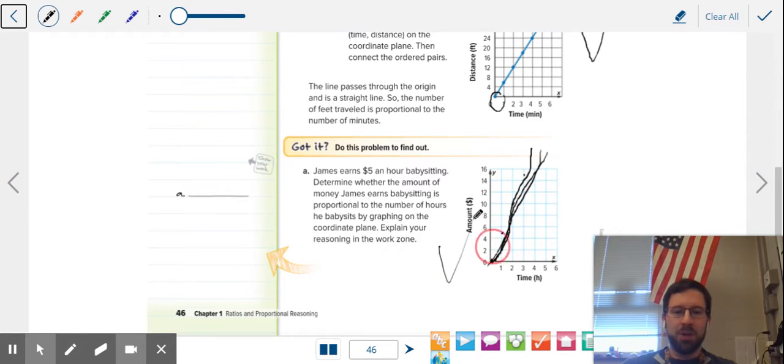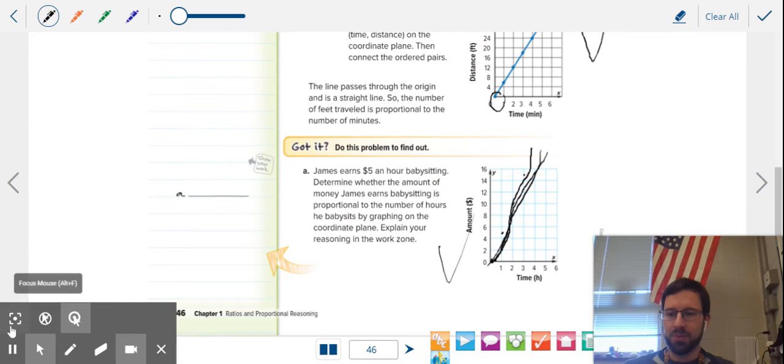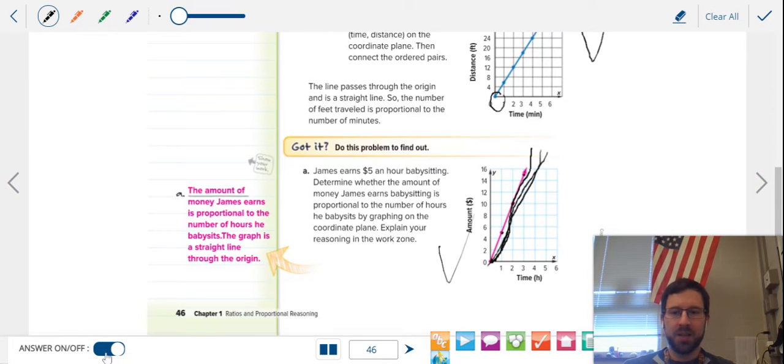All right. Boom. You want some proof? I'll give you some proof here. Hold on. Can I move this? No, I can't. Why can't I move this tool? That is, hide tools. There we go. Boom. The amount of money James earns is proportional to the number of hours, okay, there's the proof in the pudding.